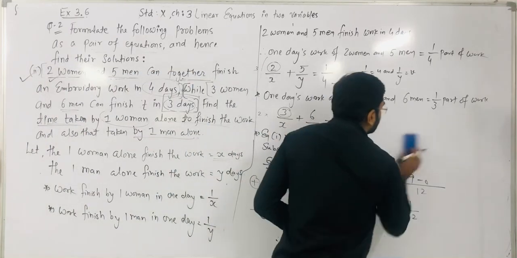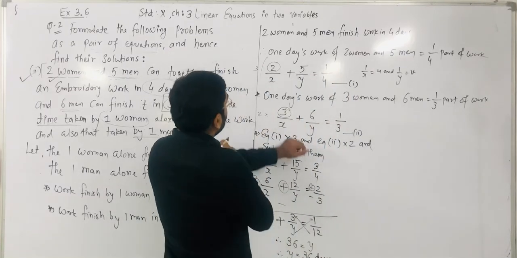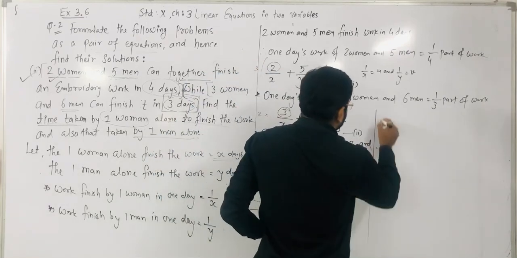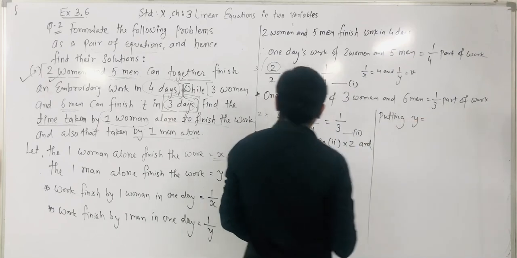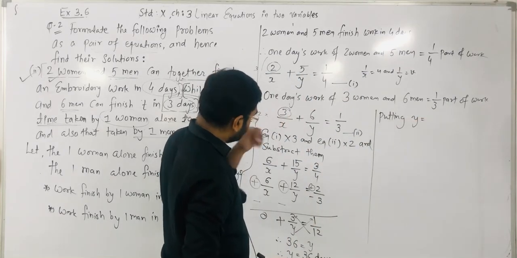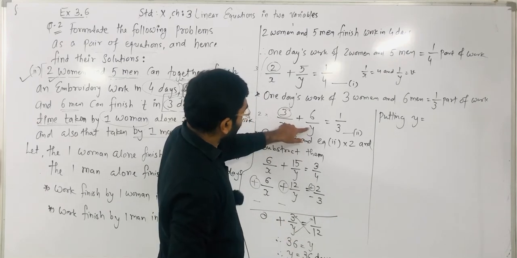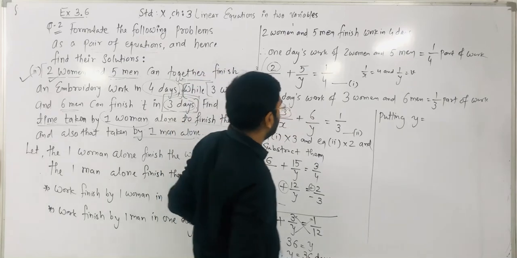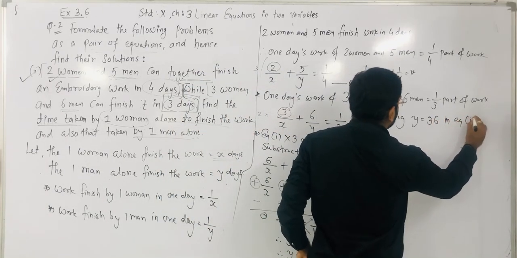Now we have to also find out the x value. So that y value we have to put in any one of the equations. Suppose we put in equation number 1, putting y is equal to... equation 1 or equation 2. It is easy for equation 2. Why? Because 36 is there. So if you put the 36 here, one of the 36 factors is here. So that's why we put y is equal to 36 in equation number 2.